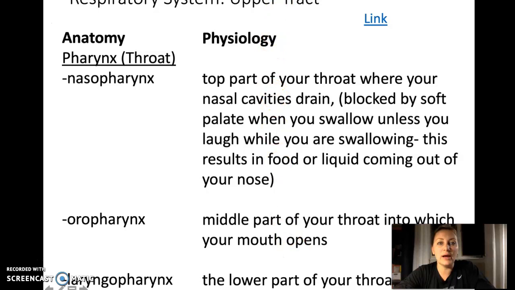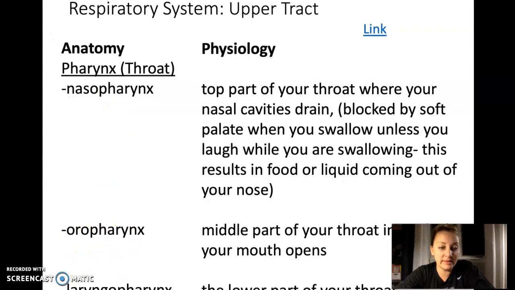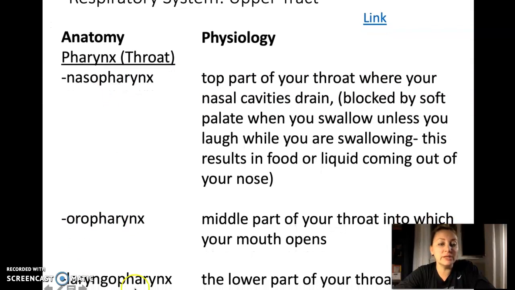Then getting to our pharynx, we have three parts of it: the nasopharynx, which is the part of your throat behind the nose, the oropharynx, which is the part of your throat behind your mouth, and then moving down here, the laryngopharynx, which is the lower part of your throat where your voice box is. Your larynx is your voice box.